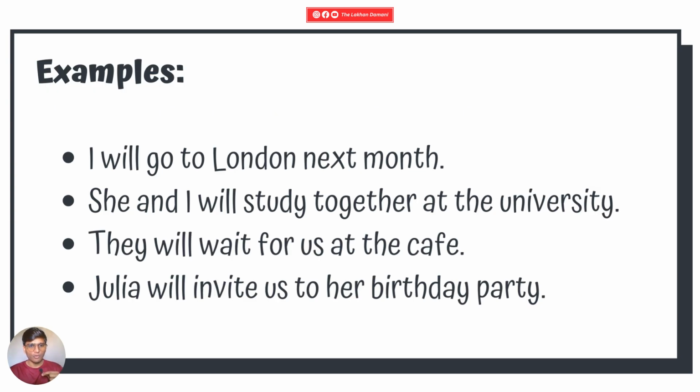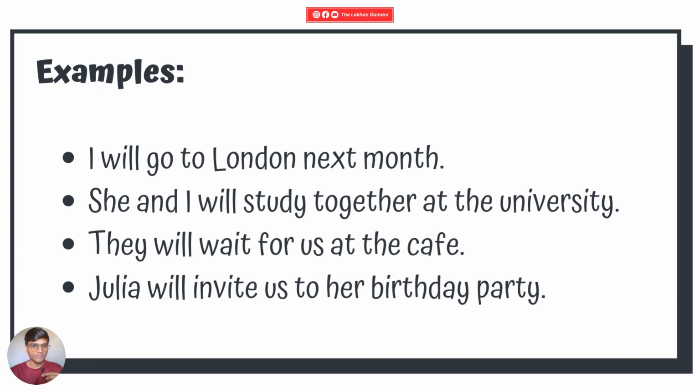Examples: I will go to London next month. So you're talking about something that has not happened, the travel you will do in the upcoming month. That's how we can say the future simple tense. She and I will study together at the university. Right now we are in college or high school, but when we attend university, we wish to do it together, or we are predicting, right? That's what I meant.